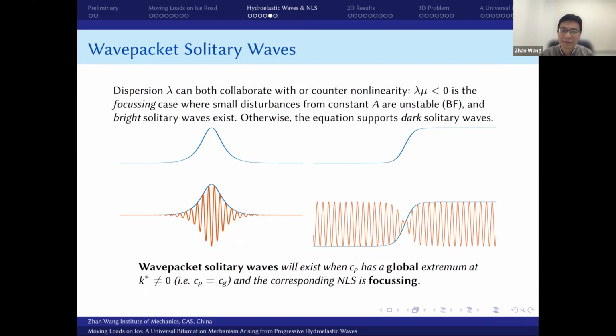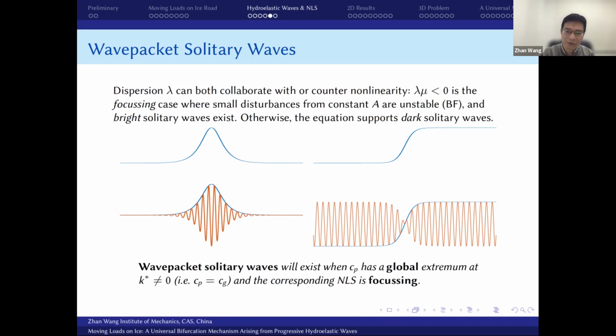And if lambda times mu is positive, then the NLS is called the defocusing NLS. You are not supposed to have a solution decaying to zero in the far field. You are supposed to have the solution called the dark soliton, which approaches a non-zero constant state in the far field, and decays to zero in the middle.